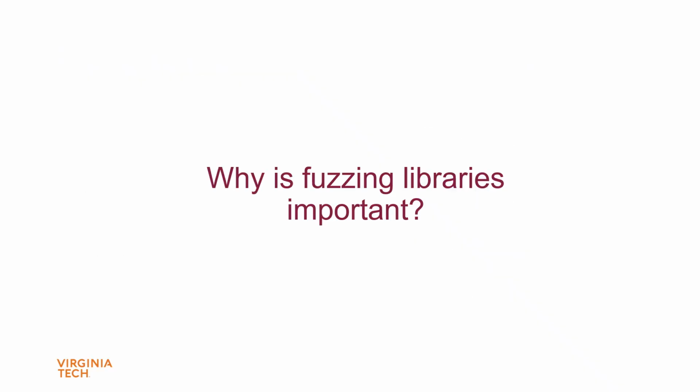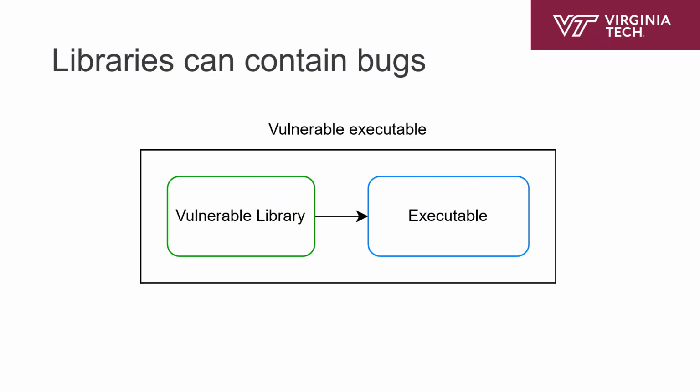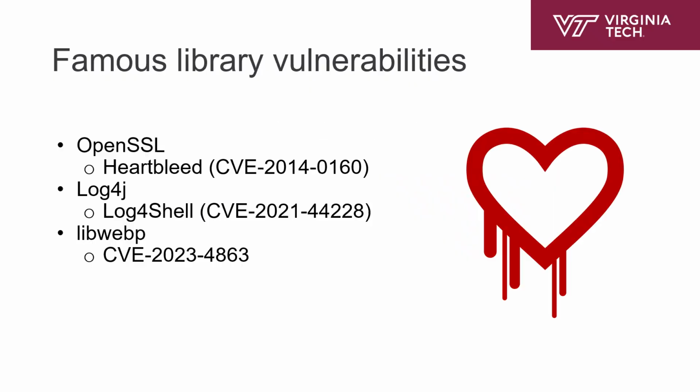Now, why is fuzzing libraries important? Libraries can also contain bugs, just like any other program. If an executable uses a library that is vulnerable, the executable itself opens itself up to vulnerabilities, depending on how that library is used within the executable. Some famous examples of library vulnerabilities include Heartbleed, which was in OpenSSL.